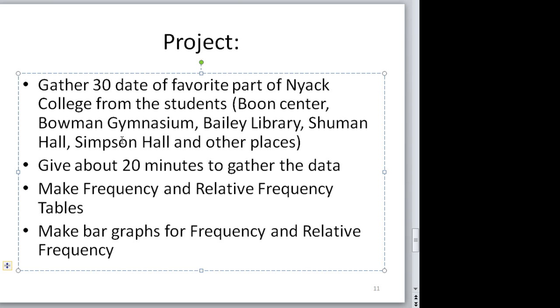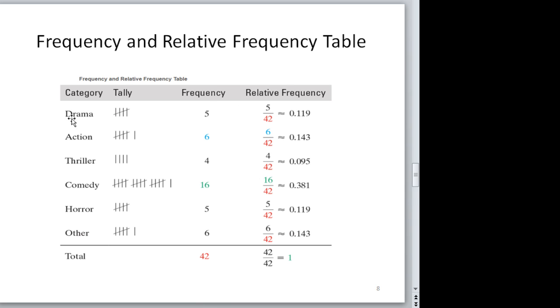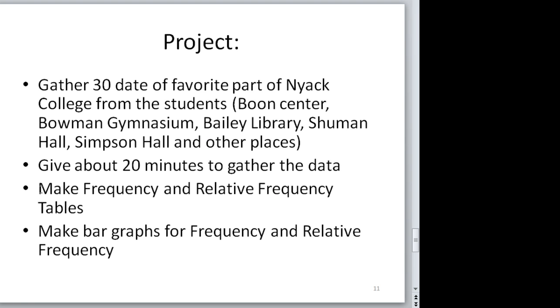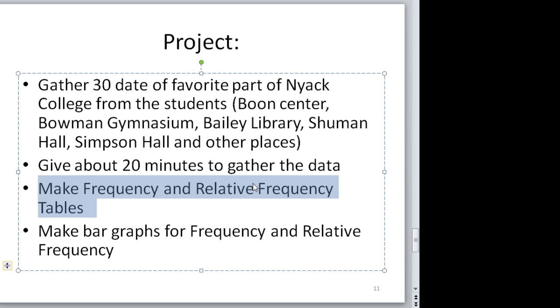And once you gather that data of 30 students, then make the frequency and relative frequency table, just like this table here, right? This category is going to be different buildings. Once you get the data, you can count them. Then you can set up the frequency column. Once you set up the frequency column, then set up the relative frequency column. So that's the frequency table and relative frequency table.